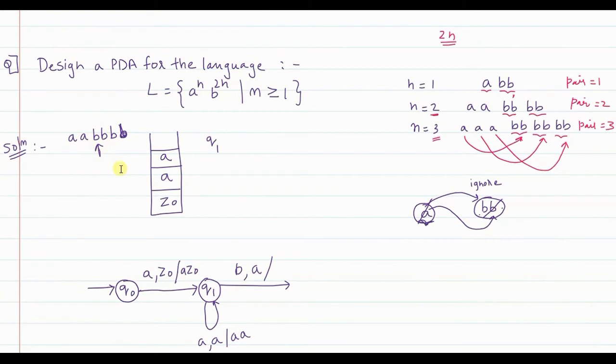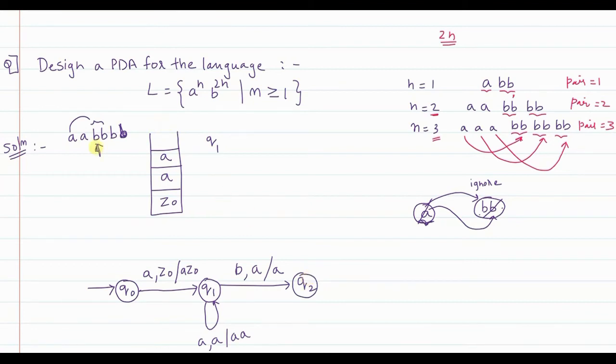Now, I am trying to match the first A with the first pair of B's. So when the first B is encountered, I am going to ignore that first B. Ignoring means A which was on top of the stack, A still remains on top of the stack, and the pointer simply moves to the next. So when the first B is encountered and A is on top of the stack, I will ignore B, and there will be no operation performed on the stack. So A which was on top of the stack still remains on top of the stack, and I will go to Q2 state.